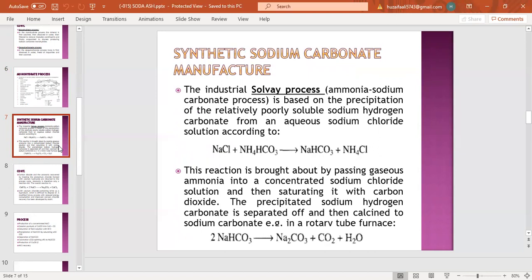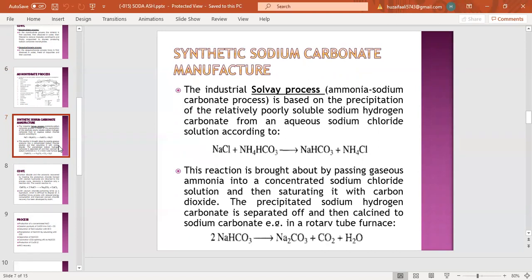Synthetic sodium carbonate manufacture. The industrial Solvay process, the ammonia sodium carbonate process, is based on the precipitation of the relatively poorly soluble sodium hydrogen carbonate from an aqueous sodium chloride solution. According to the reaction, sodium chloride reacts with ammonium hydrogen carbonate to form sodium hydrogen carbonate plus ammonium chloride.